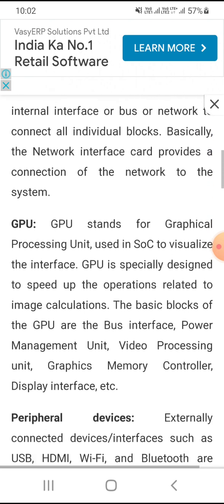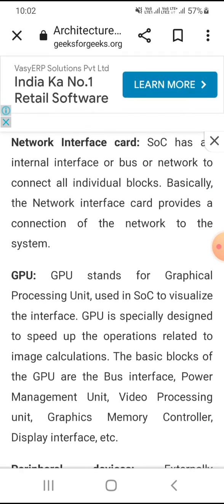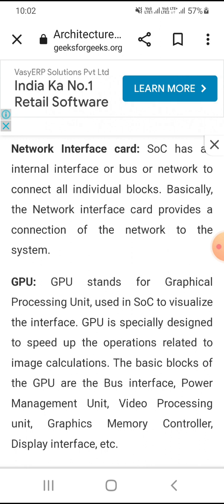Network interface card. The system on chip has an internal interface or bus or network to connect all the individual blocks. Basically, the network interface card provides connection of the network to the system.